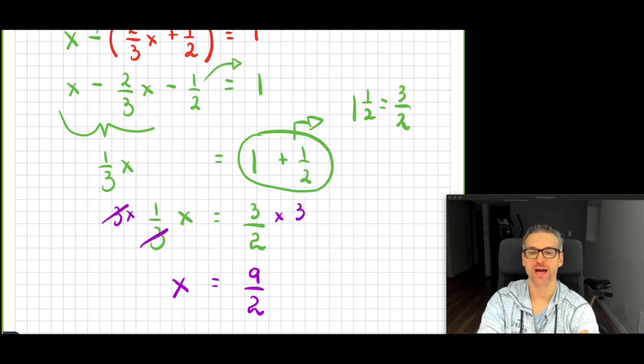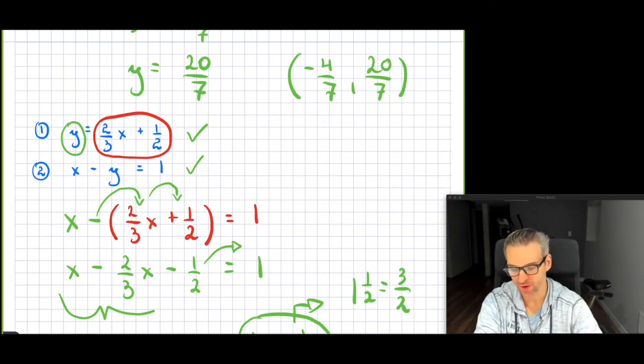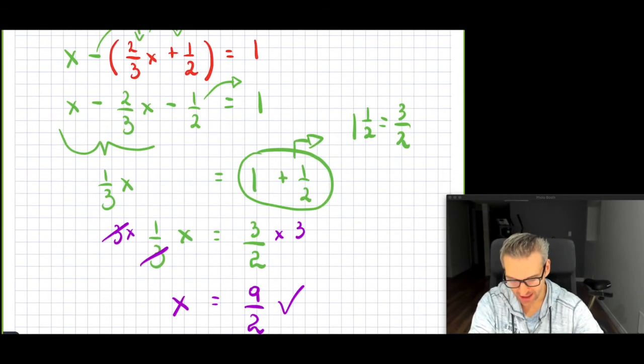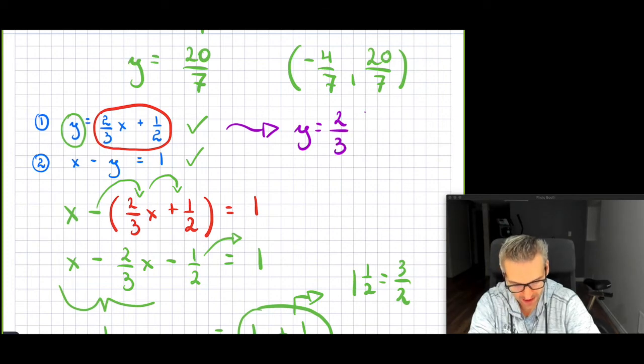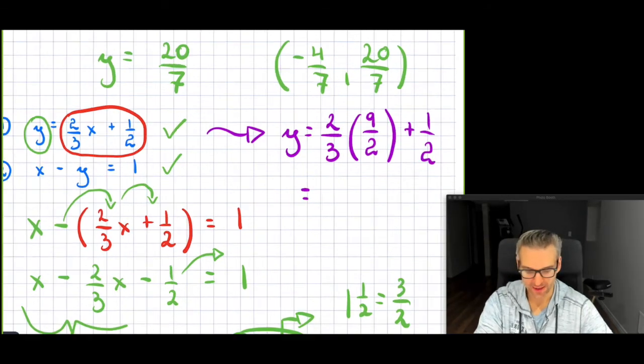And once you have your x, now you can go ahead and substitute it back into either equation 1 or equation 2 to find out what your value of y is. So we can take any of them at all. For instance, if I take this, y is equal to 2 over 3. My x is 9 over 2, so this is 9 over 2 plus a half. All right, so that's what that is.